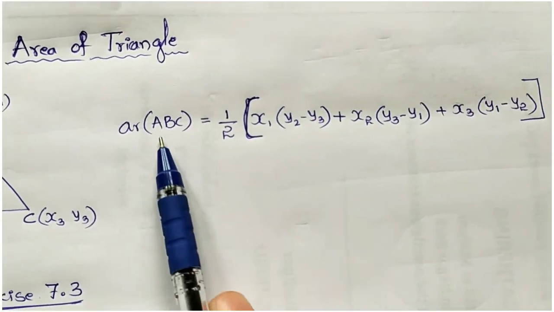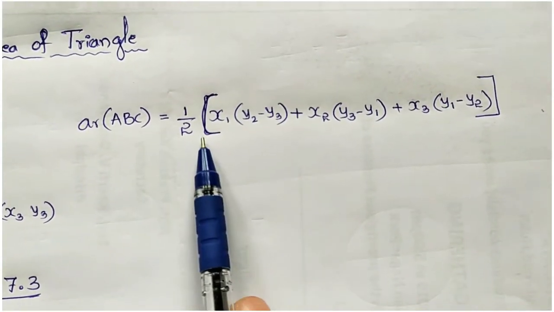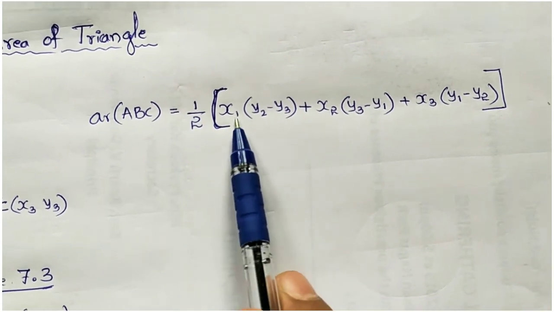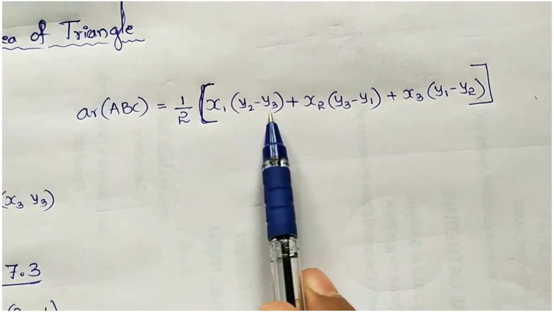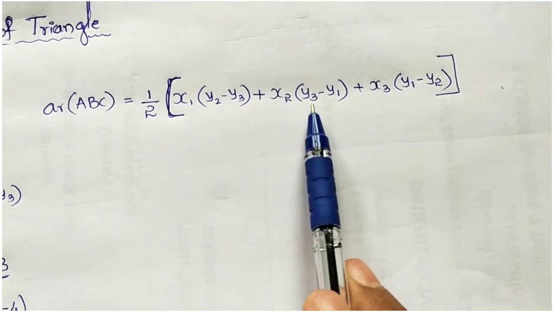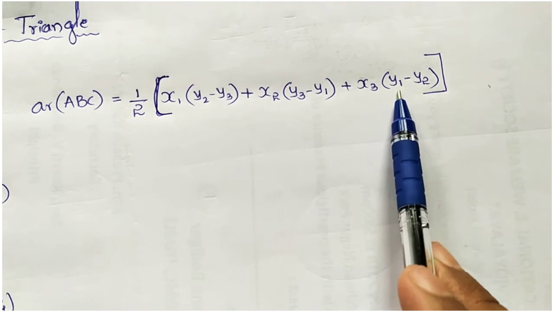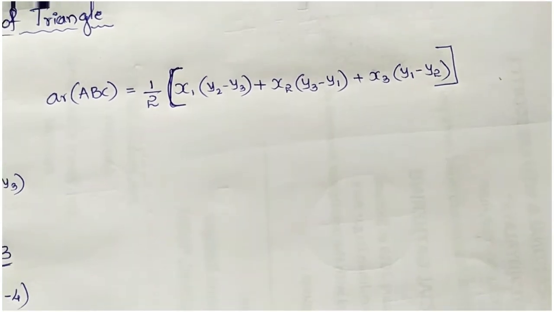Then our area of triangle ABC will have the formula 1 by 2 into x1 of (y2 minus y3) plus x2 of (y3 minus y1) plus x3 of (y1 minus y2).